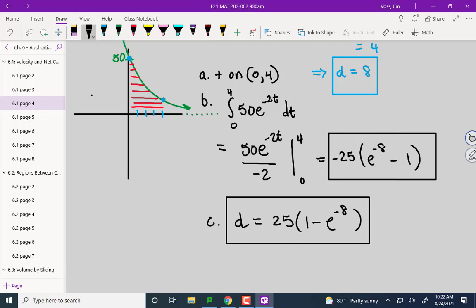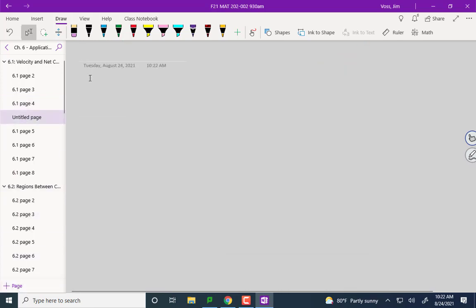Okay, let's do a couple of reverse chain rule, just to make sure that you are on board with reverse chain rule. It's essential that you get on board with reverse chain rule. So, let's look at a few examples. First example, let's suppose we have f of x equals e to the 3x.